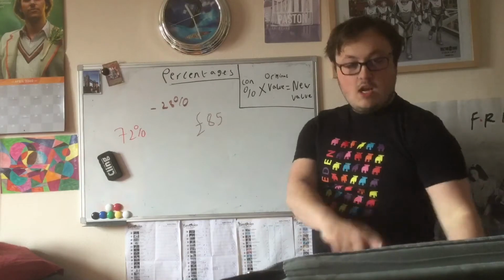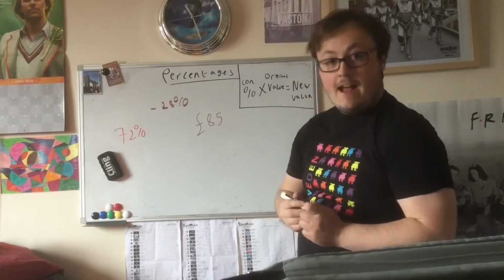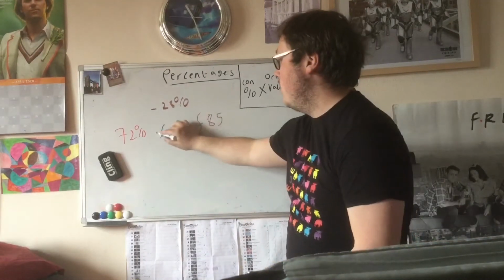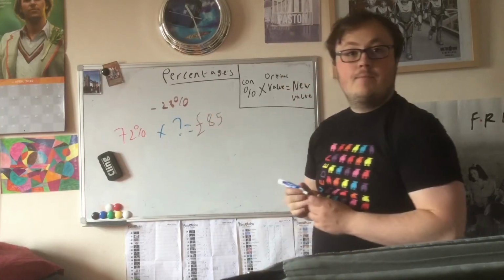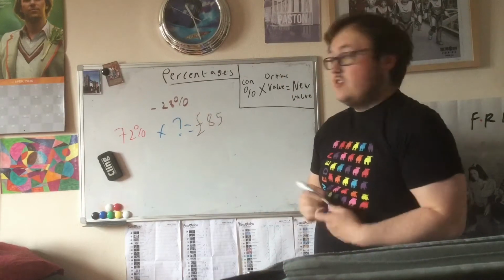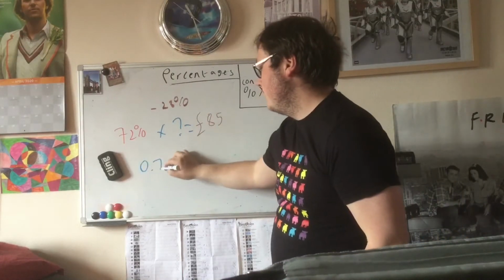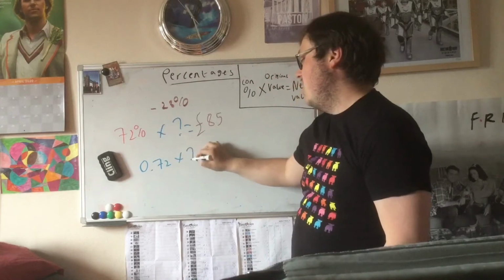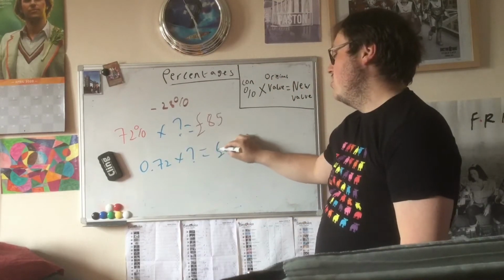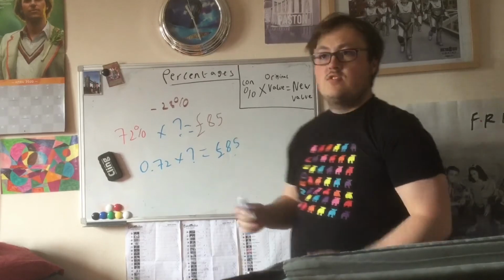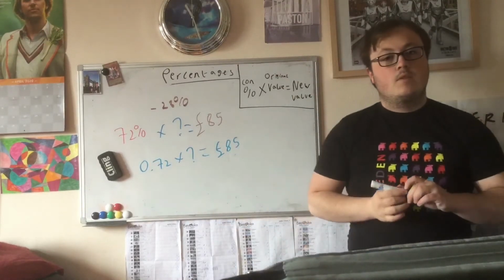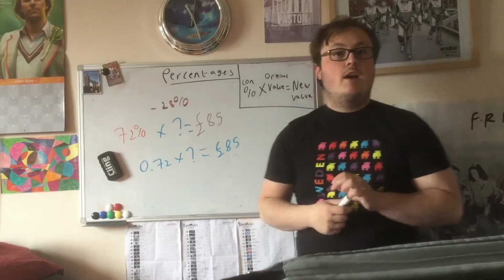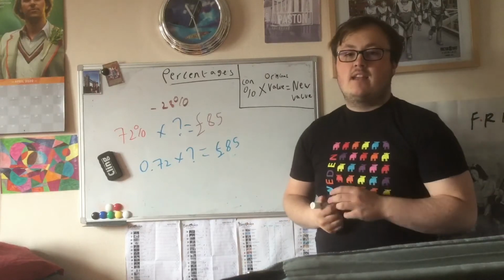But we don't know the original value. So we're going to put a question mark here. So we'll still do the steps. 0.72 times our unknown equals £85. How do we find our unknown? Well, this is when we might have to rewrite the equation a bit, do a bit of balancing.